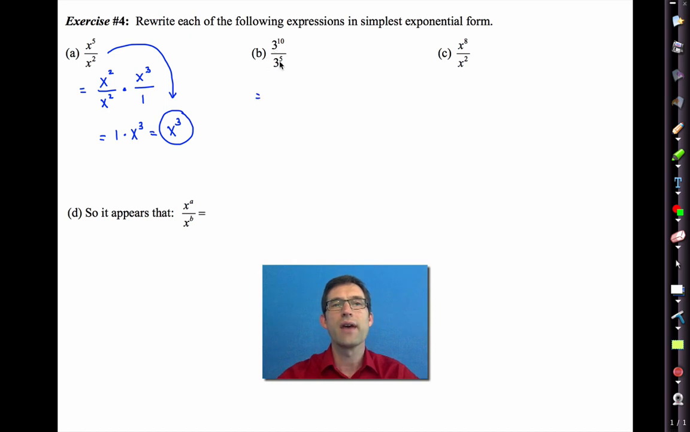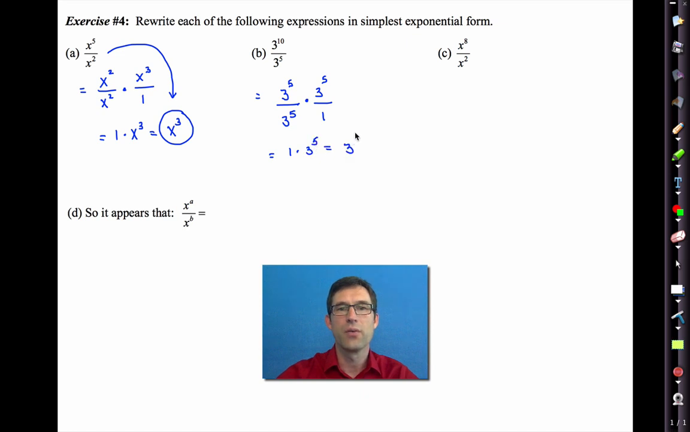Let's make sure that we don't get caught in the idea that the base has to be a variable. Here the base is equal to 3, it's numerical. And I can write it as 3 to the fifth divided by 3 to the fifth times 3 to the fifth divided by 1. 3 to the fifth times 3 to the fifth is 3 to the 10th. 3 to the fifth times 1 is 3 to the fifth. That's all equal to 1. That's all equal to 3 to the fifth. So we get 3 to the fifth. So 3 to the 10th divided by 3 to the fifth is 3 to the fifth.